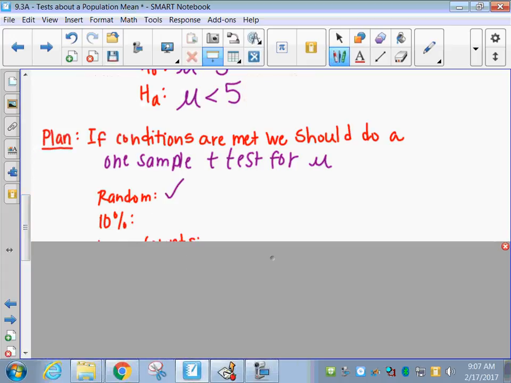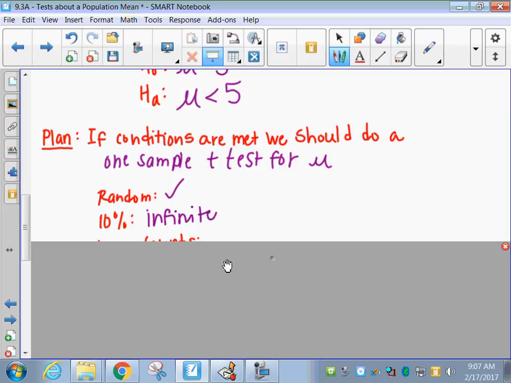10%. So this one's kind of interesting. How many locations could we check on the stream if we stuck in a little thermometer thing? Infinite, right? There's an infinite number of locations. So anytime you have an infinite number, you don't have to check 10%. All right, so since it's infinite, no need to check.